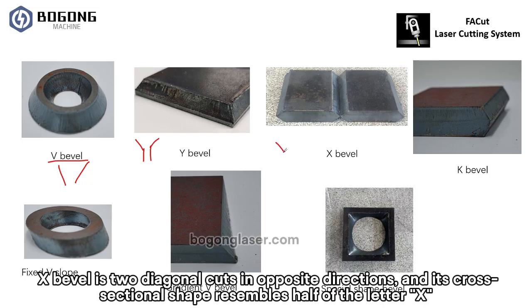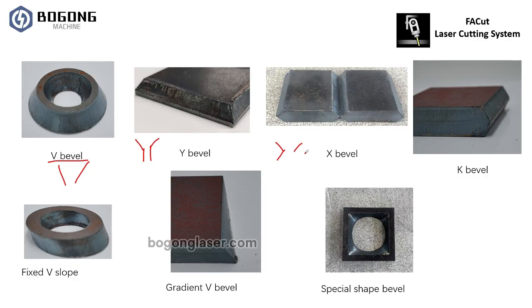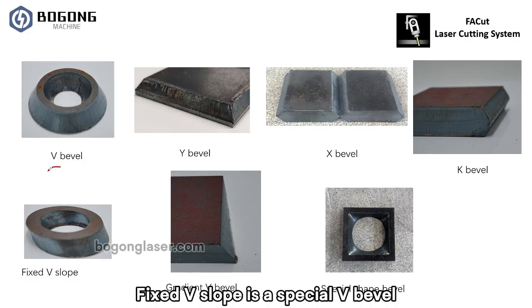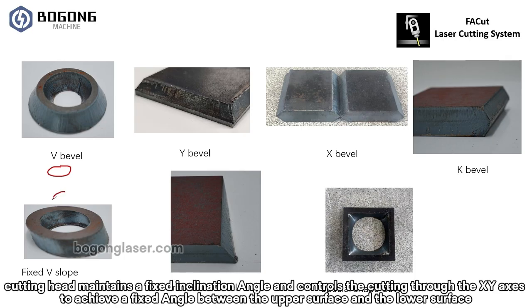The X-bevel is 2 diagonal cuts in opposite directions, and its cross-sectional shape resembles half of the letter X. K-bevel is based on the X-bevel with an additional straight cut, and its cross-sectional shape resembles a part of the letter K. Fixed V-slope is a special V-bevel. The cutting head maintains a fixed inclination angle and controls the cutting through the XY axis to achieve a fixed angle between the upper surface and the lower surface.